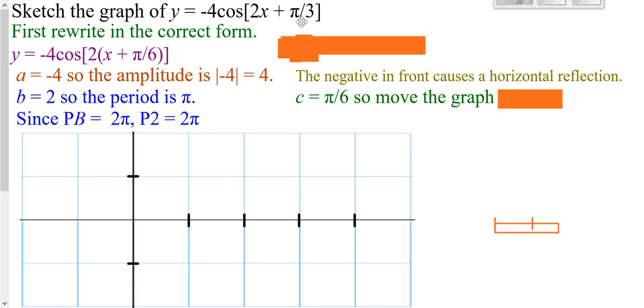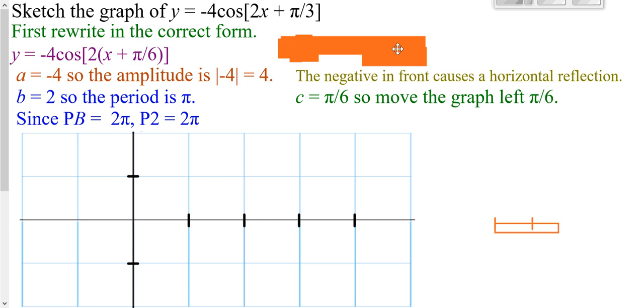Now we have no vertical shift here, but we do have phase shift. But notice this problem did not have that extra set of parentheses. So you actually have to factor a 2 out of the parentheses here and get this. So our phase shift is pi/6 to the left.